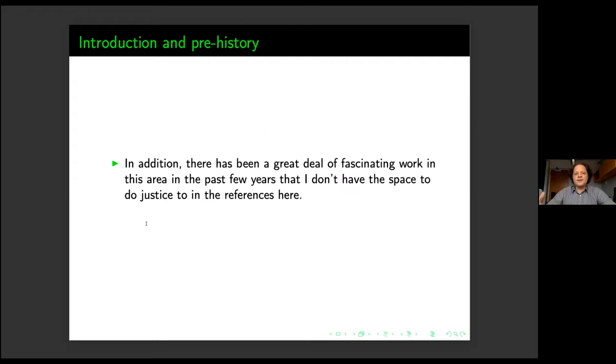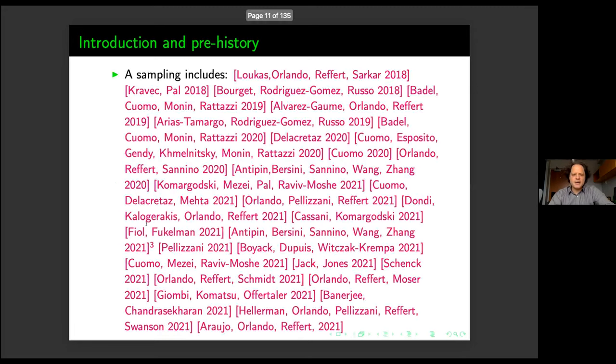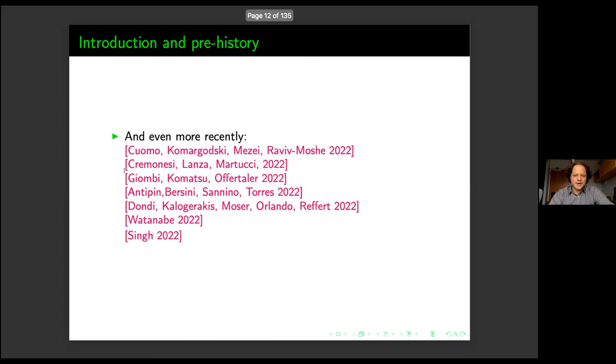And then in addition, in the last few years, I can't even keep up with all the interesting things that have been happening in this area. So I'll just give an extremely incomplete sampling of references from 2018 to 21. And then it still seems to be accelerating, a lot of extremely interesting papers in 2022 already on these kind of large quantum number limits, both theoretical and numerical.